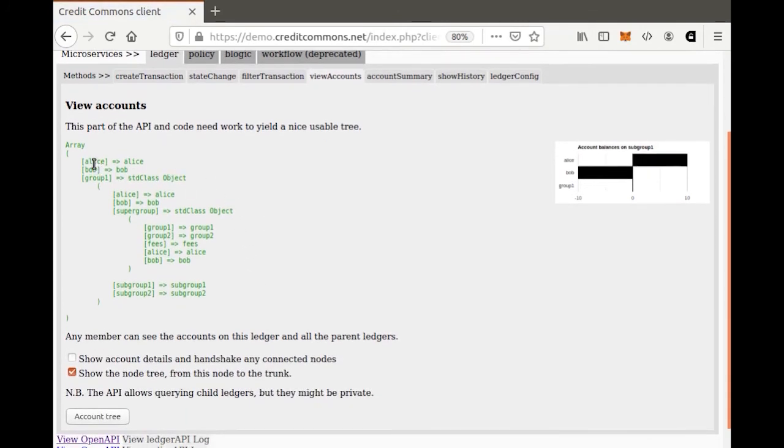So there you can see Alice and Bob and the Rootwoods account, which is called Group 1. And then on the Group 1 node, it's got its own Alice and Bob, and it connects to the supergroup. And then it's referring to subgroup 1 and subgroup 2. And then the supergroup refers to its branchwood nodes Group 1 and Group 2, and it has its own Alice and Bob, and it also has an account for collecting fees.